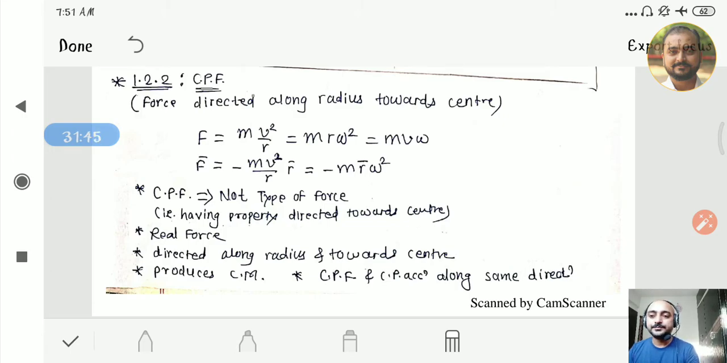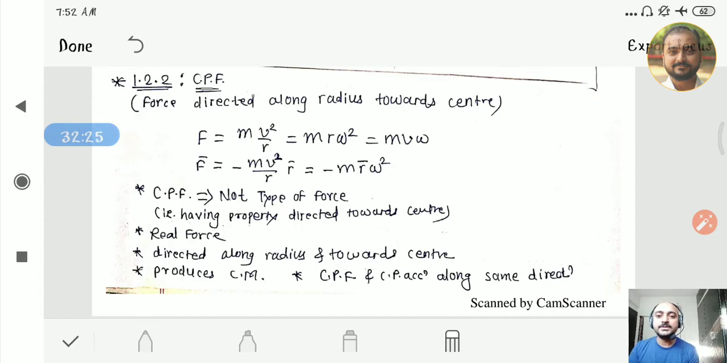Again friends, regarding this centripetal force, as we know there are some forces that exist in nature. The first one is the real force, and the other is called pseudo force. In the case of real forces, we studied the types, that is, electromagnetic force, gravitational force, etc. But the centripetal force is not a type of force; it is simply the property of having a force which is directed towards the center.